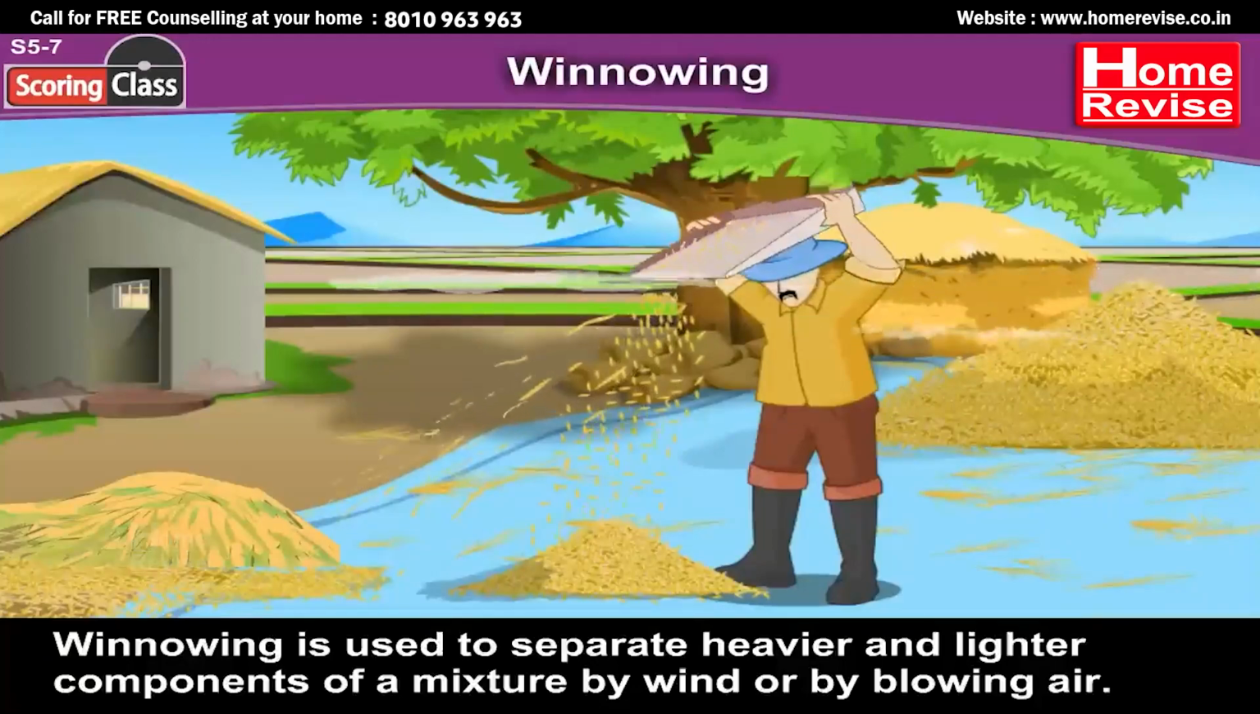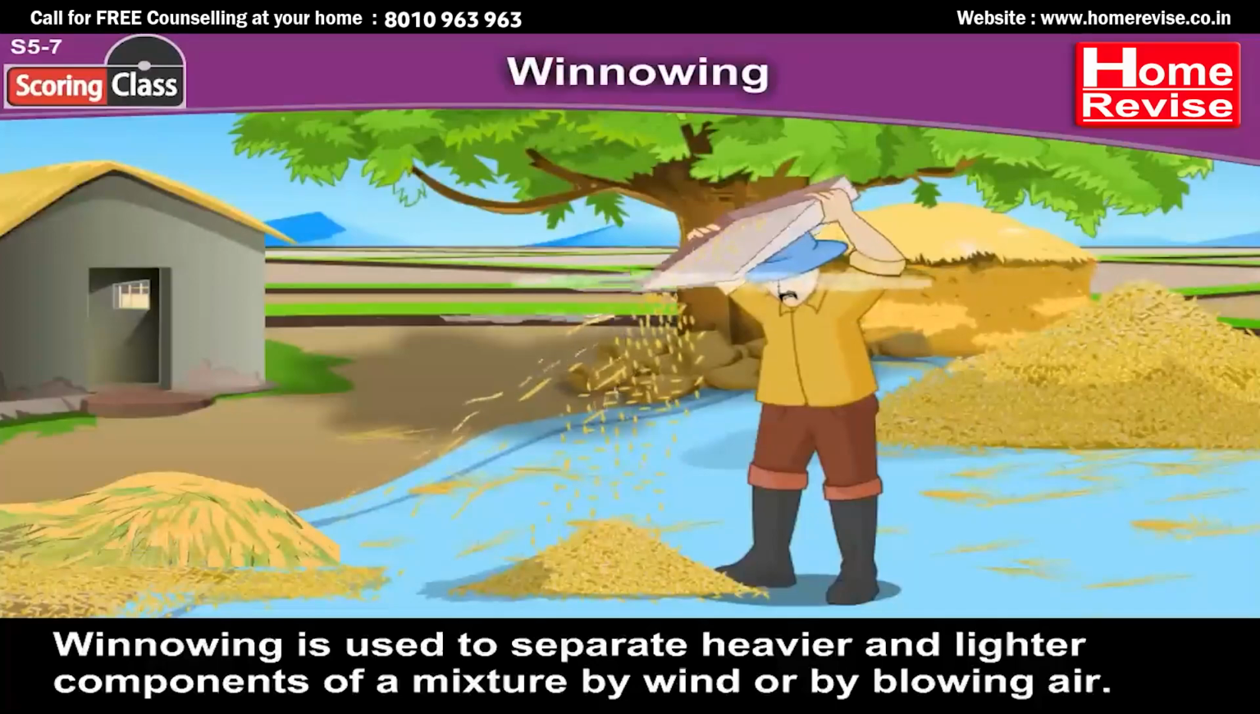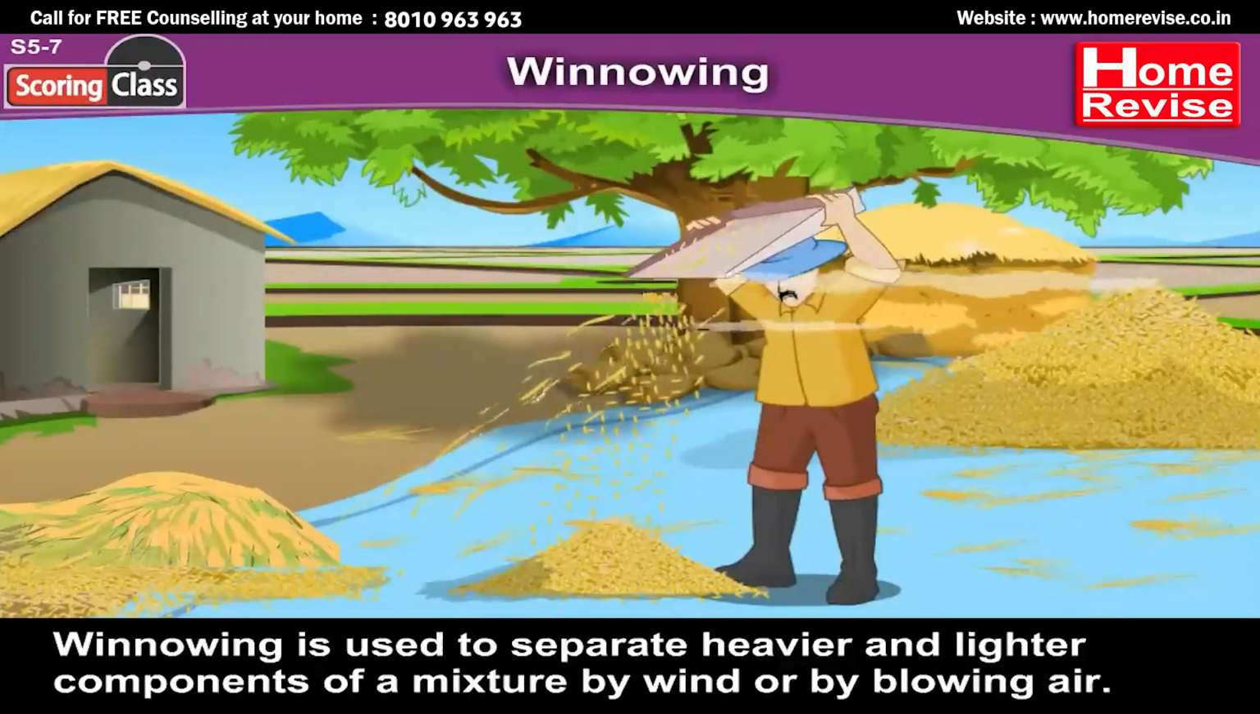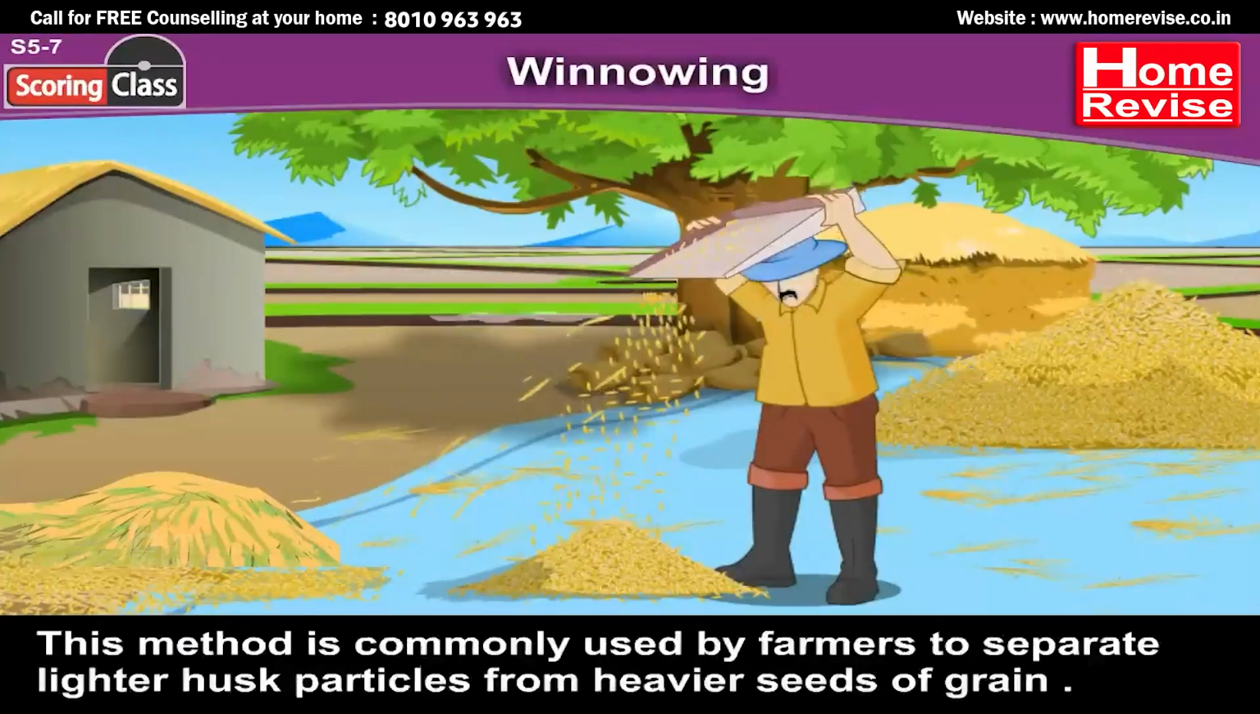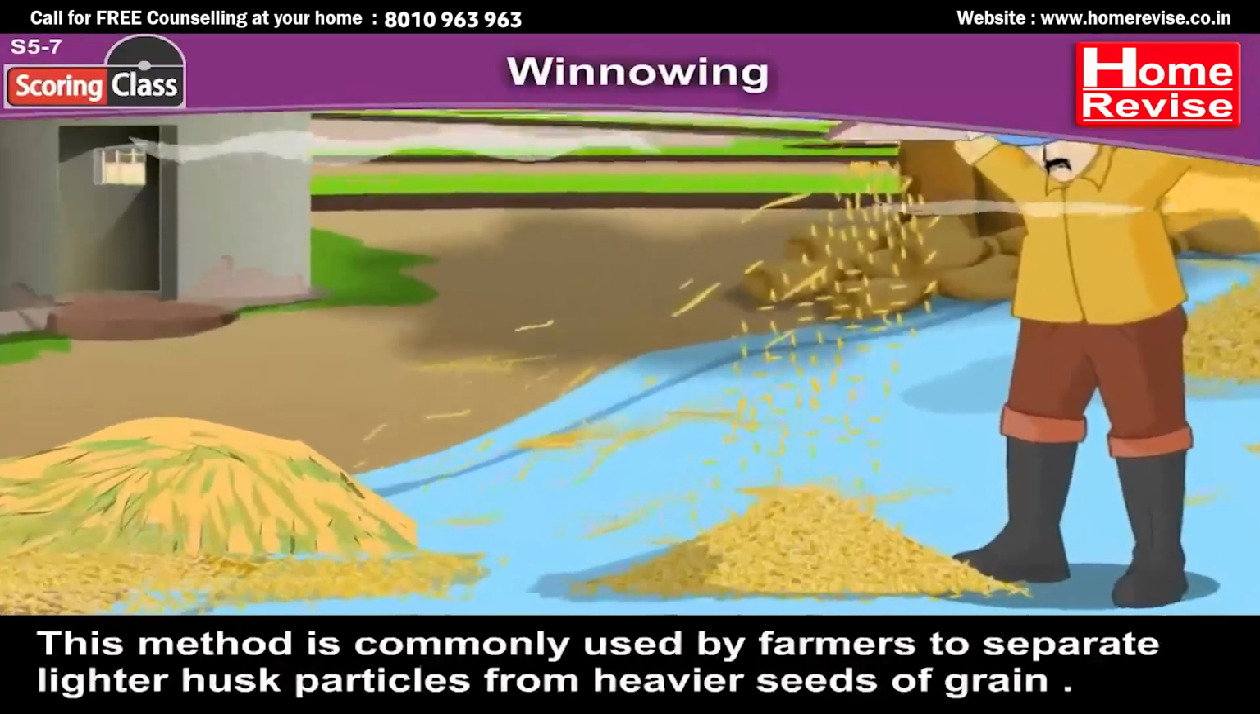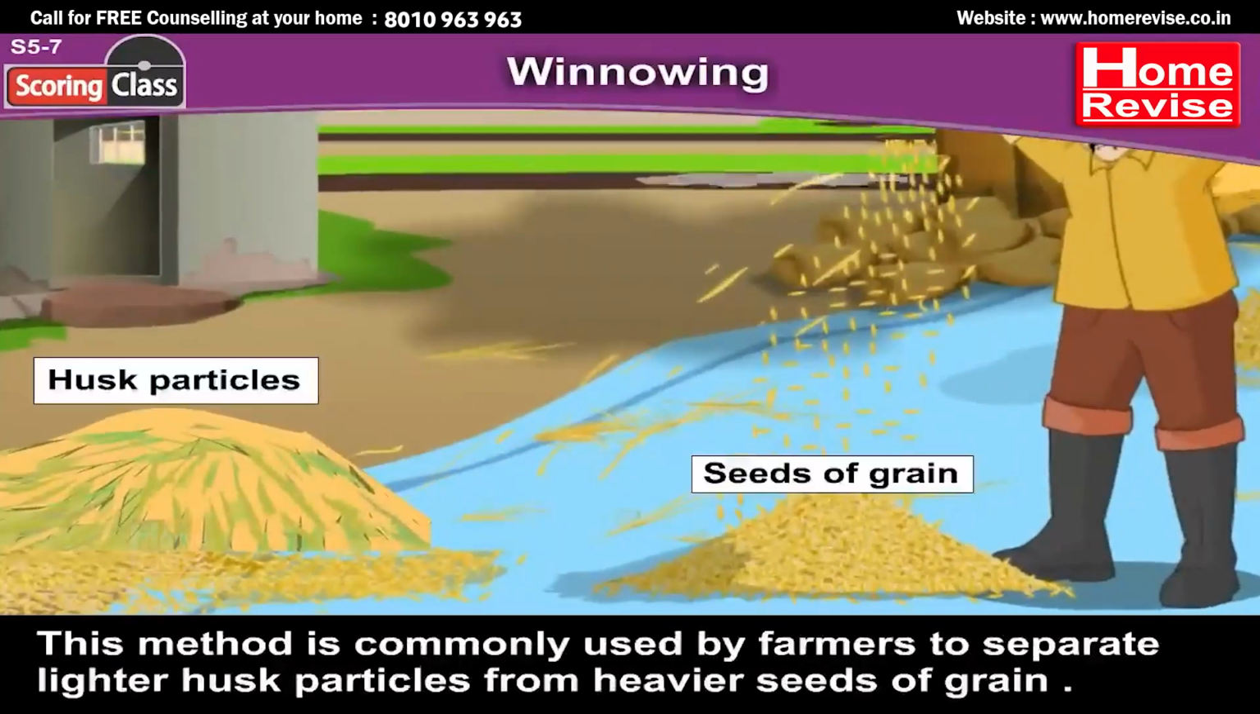Winnowing. Winnowing is used to separate heavier and lighter components of a mixture by wind or by blowing air. Now this method is commonly used by farmers to separate lighter husk particles from heavier seeds of grain.